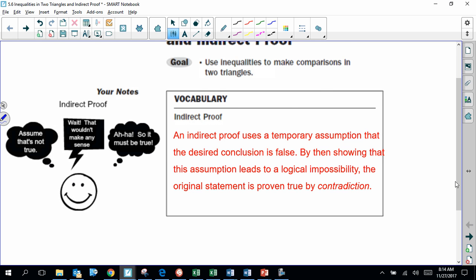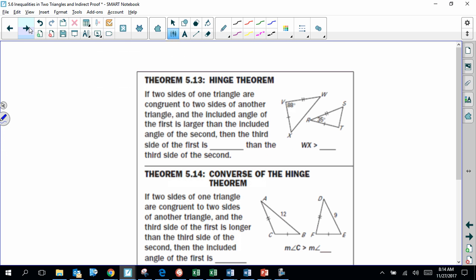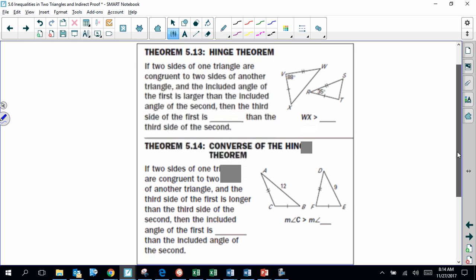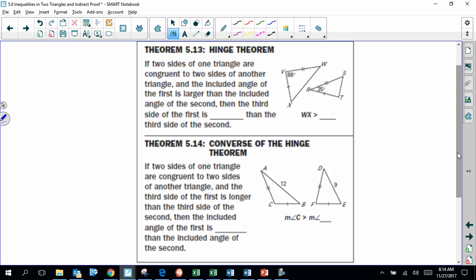Well, moving on to things that we're going to be doing with two triangles is something known as the Hinge theorem and the converse of the Hinge theorem. Basically, this is an extension of the triangle inequality theorem that you studied in a previous section of this unit. The triangle inequality theorem said that the biggest side of a triangle has to be across from its biggest angle, and conversely, the biggest angle has to be across from its longest side.